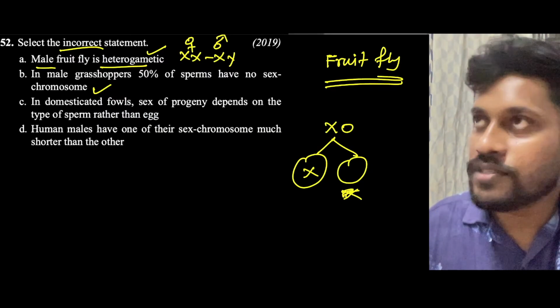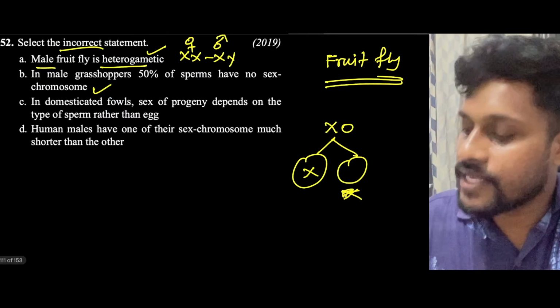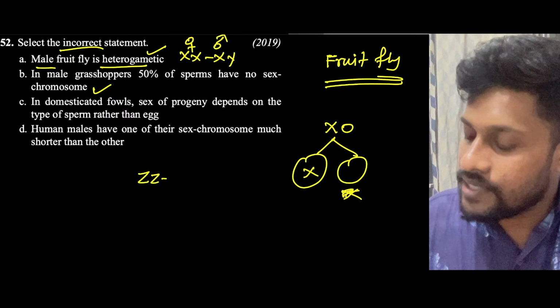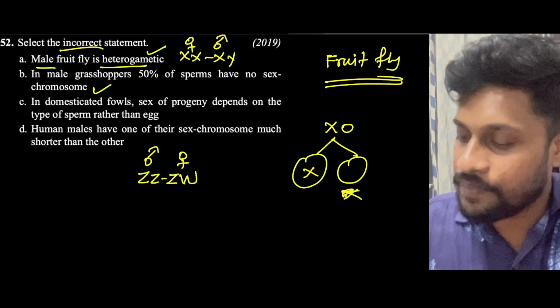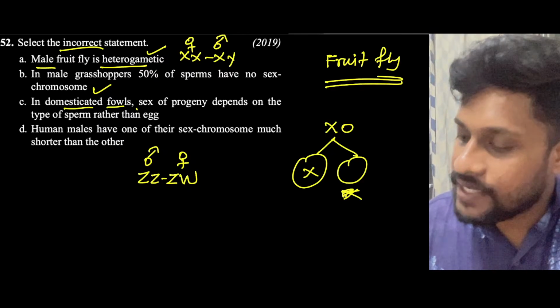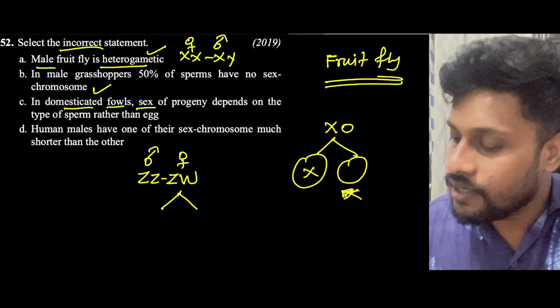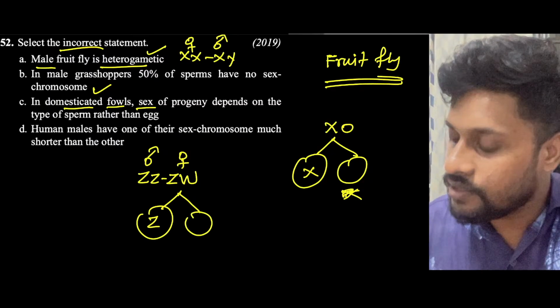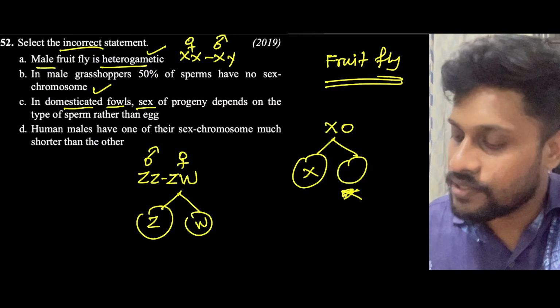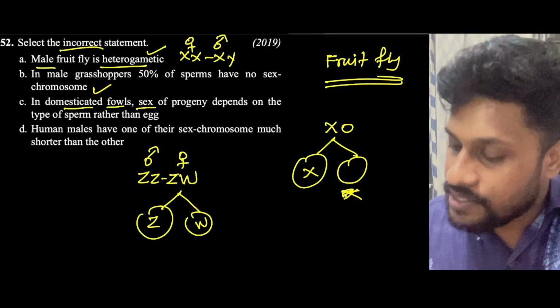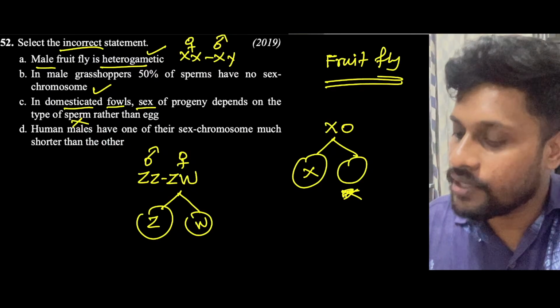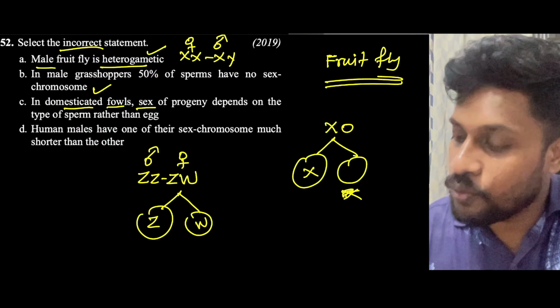In domesticated fowls, sex of progeny depends on the type of sperm rather than egg. You know, when you take fowls, they show what kind of sex determination? They show ZZ-ZW type, right? Here, ZZ will be male, ZW will be female. So they show female heterogamety. So here you see female produces two types of gamete, Z and W types. So here sex of progeny will be dependent on whom?